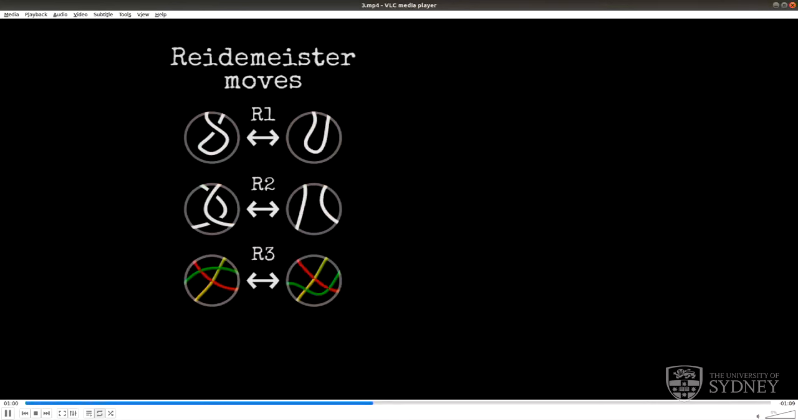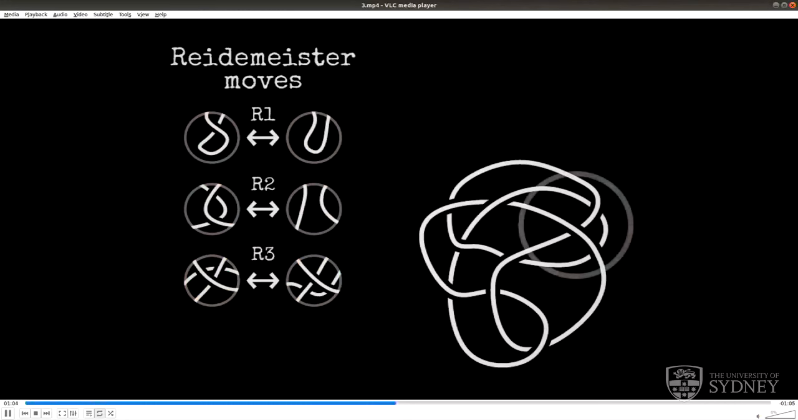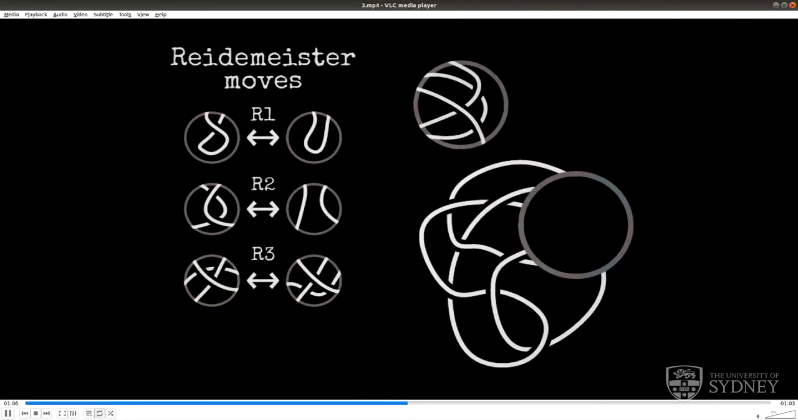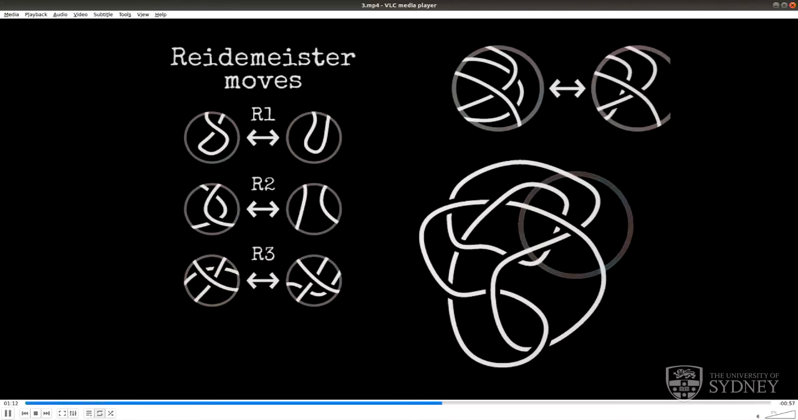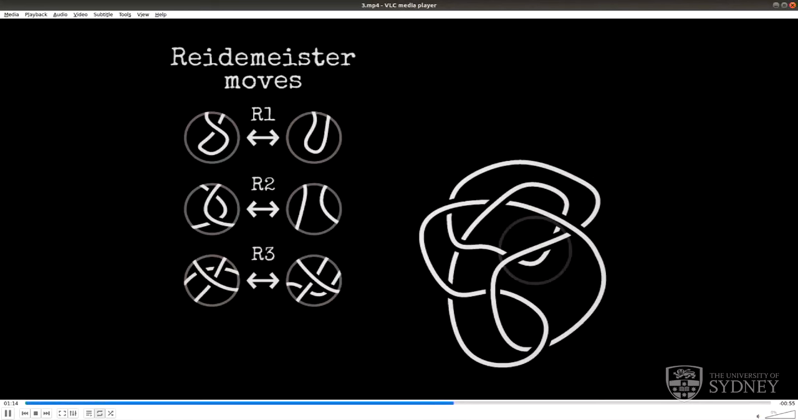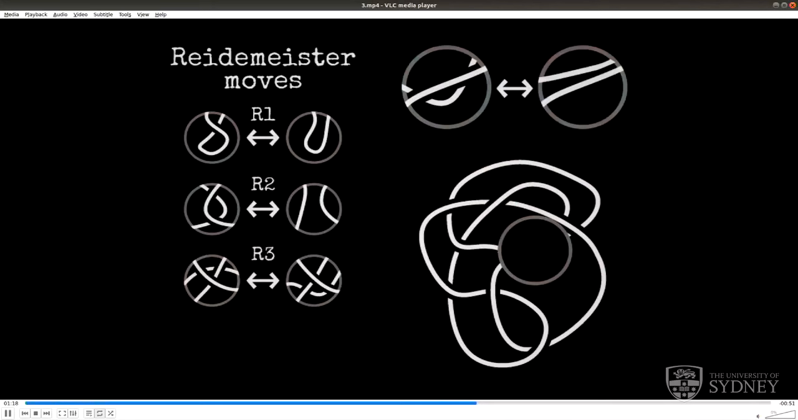For surfaces we had two, the surgery moves, and now we have three. And you can always do them on the knot. So here you can see, for example, the Reidemeister 3 move is just you pull a string on top of or below another string. This one is a little bit easier. It's just crossing your arms and just undoing it.